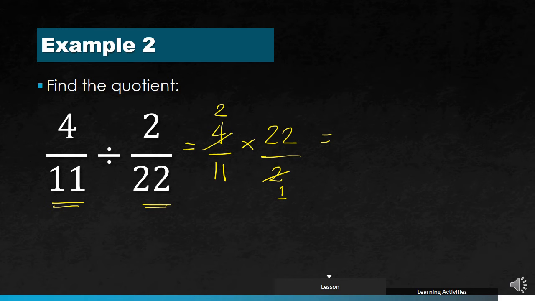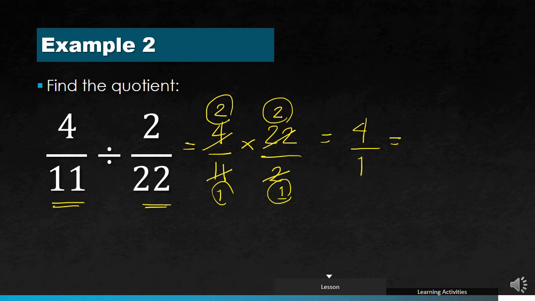Then the common factor between 11 and 22 is 11. So 11 divided by 11 is 1, and 22 divided by 11 is 2. Now we proceed with multiplication. 2 times 2 gives you 4, and 1 times 1 gives you 1. Remember that if you have a fraction whose denominator is 1, we can just simplify the fraction as a whole number. Therefore, the final answer is 4.